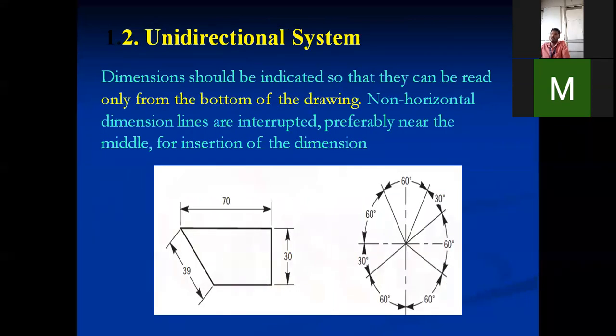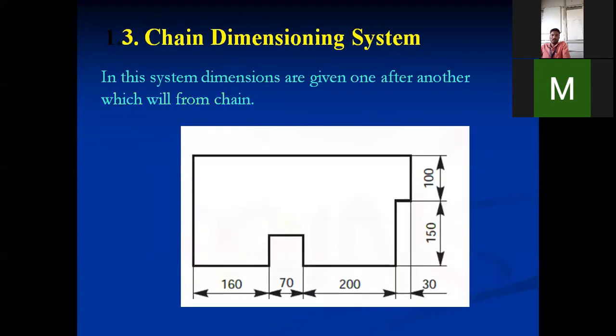Unidirectional, uni means only one. The direction of visualization or reading direction is only from the bottom, and the text, the figure or number, is placed either above or in between. So that is the unidirectional system. Two points we have to remember. Thereafter, chain dimensioning. For chain dimensioning, we have seen what it means by chain, and thereafter what chain dimensioning is. Chain means once one element gets over, the next will start. When that gets over, the next will start. Something like this. Chain dimensioning we have seen.